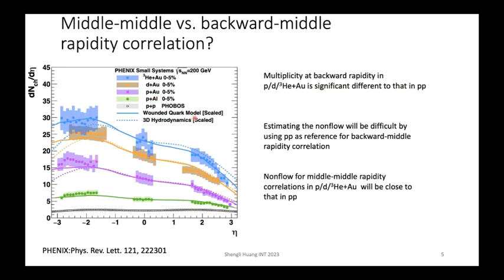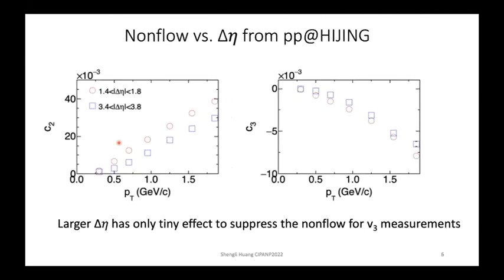So if we measure the backward and the mid rapidity, we will face some difficulty in the non-flow subtraction. Well, if you measure the two particles both in mid-rapidity, things look a little bit easier compared to measuring the mid-rapidity and backward rapidity correlation. But the disadvantage is if we measure two particles both in mid-rapidity, then the rapidity gap will be relatively small, right? People expect the non-flow suppression power will become weak.